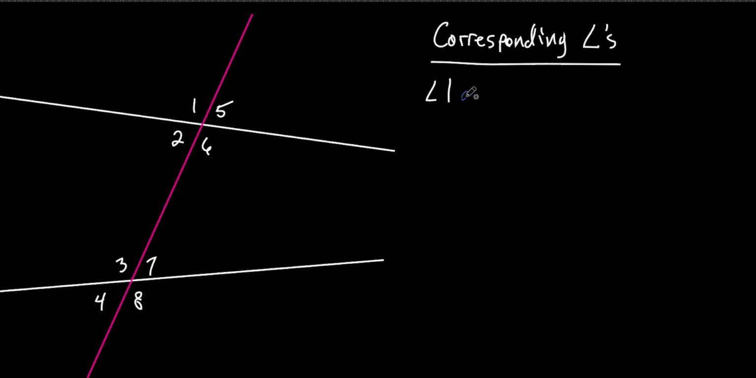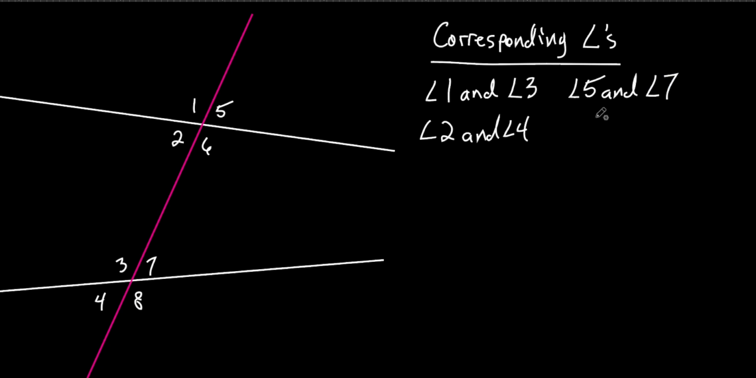So angle 1, and I'm going to put an and, angle, what do I say? 3. All right, let's name the rest of them. Let's go angle 2. So angle 2 would be corresponding to what? Angle 4, good. And I'm just going to write up here to save myself some room. Let's go angle 5. So angle 5 and angle 7, they would be corresponding angles. And last one, what? Angle 6 and angle 8, right? They would be corresponding angles because they match up with each other. They're basically kind of in the same spot.